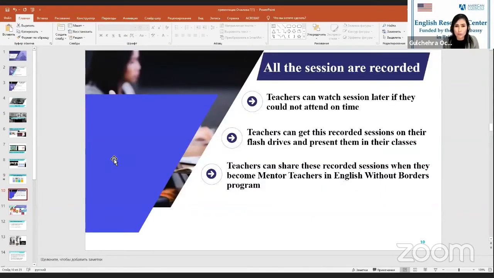As I told you, all the sessions are recorded in the English Resource Center, so teachers can watch sessions later if they could not attend on time. Even the teachers who attended the sessions can watch them again to memorize them, for their daily teaching maybe. The teachers can get these recorded sessions on their flash drives and present them in their classes. And the teachers can share these recorded sessions when they become mentor teachers in the English Without Borders program, the English mentor program. We call it ETM.